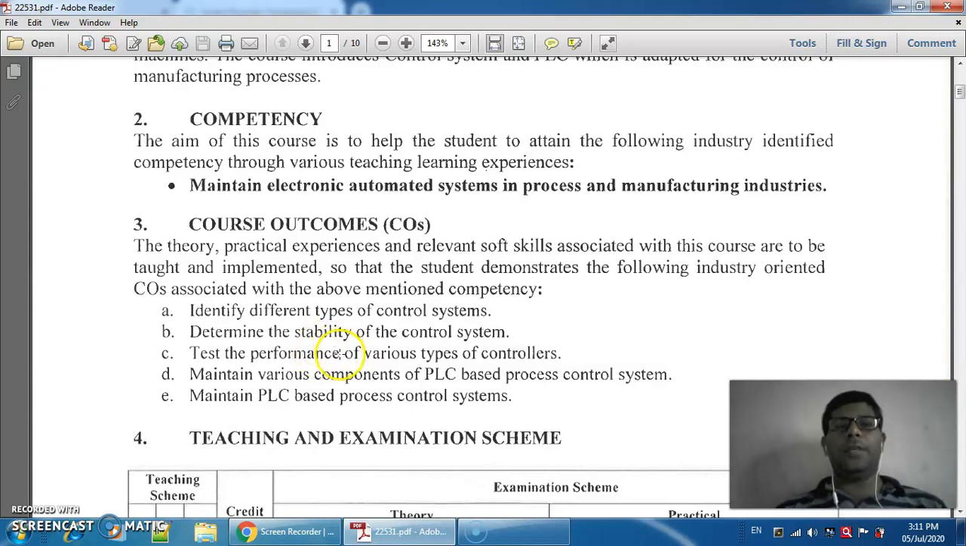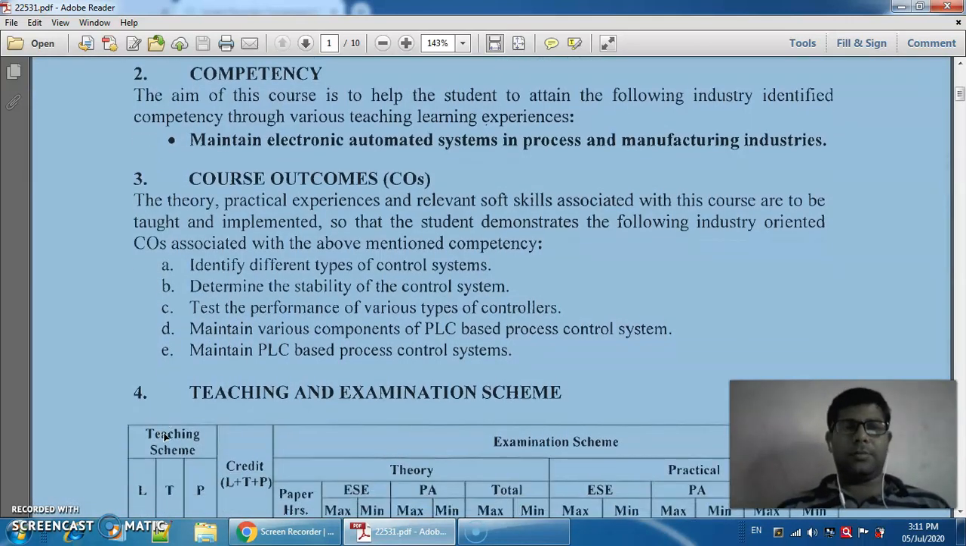You should have the ability to maintain all these components of PLC in your process industry or manufacturing industry. Then the last one is to maintain PLC based process control system. That means whatever kind of control system they are using with PLC, you should be able to maintain, use and handle all these PLC based control systems. So we will learn that in the 5th chapter.